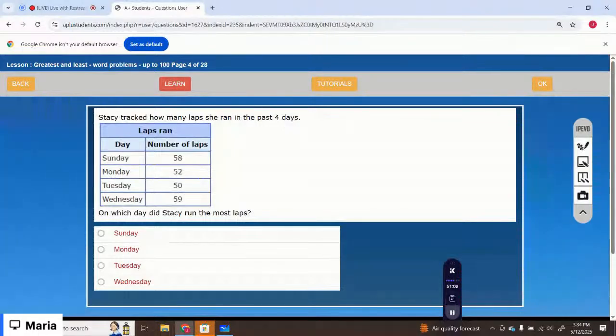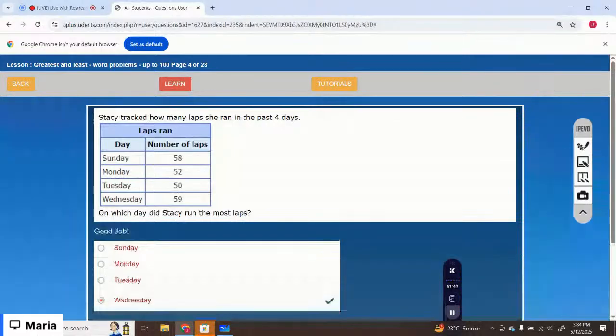Stucky tracked how many laps she ran in the past 4 days. On which day did Stucky run the most laps? The most laps is 59. Wednesday is the correct option.